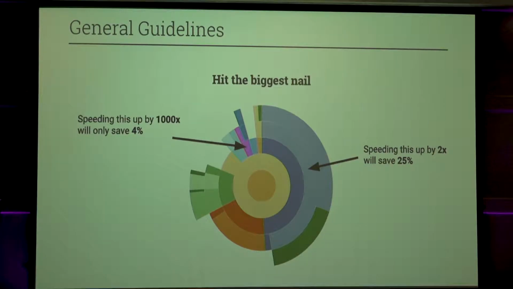Then also, just hitting the biggest nail. We can speed up that pink slice, make it super, super fast, write it in C. But if it goes to 0, we might not even notice. Versus if we spend just a little bit of time on that lavender slice, we can save a whole heck of a lot of time.